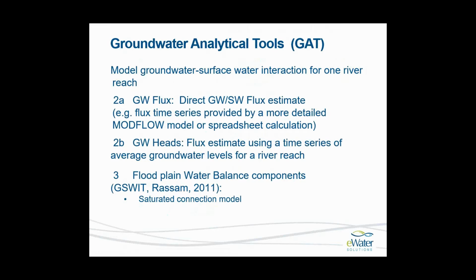You can also input a time series of groundwater heads that are relevant, or an average level of groundwater at the link in the model. And then the model calculates the gradient between the river and the groundwater for every time step and estimates the flux between them as a result of that gradient.